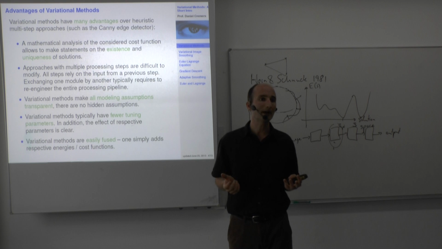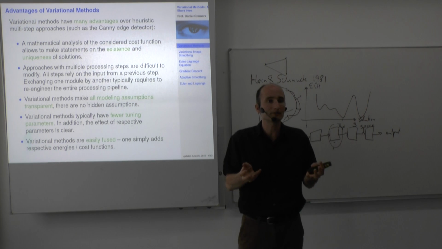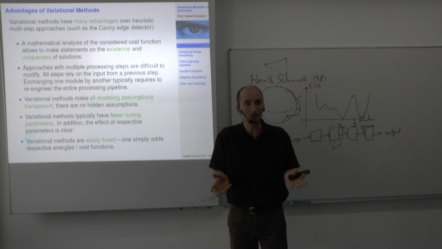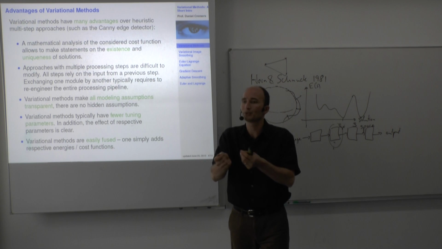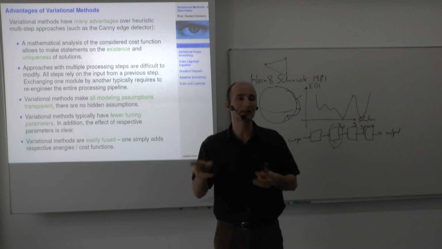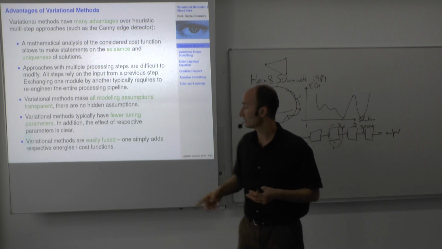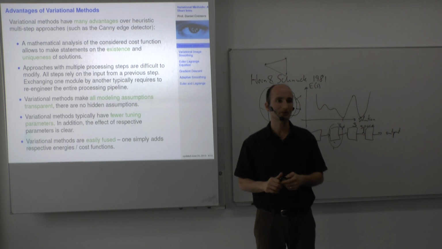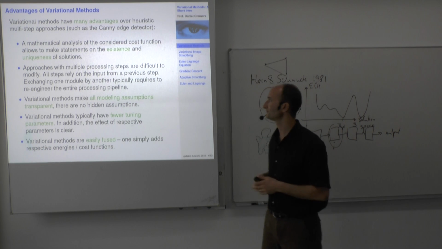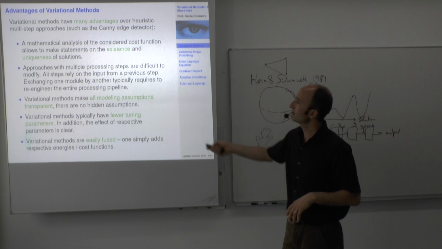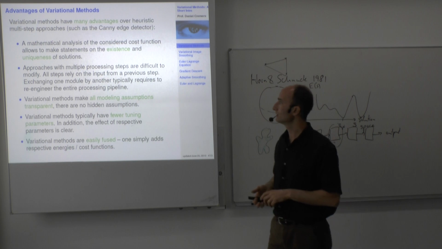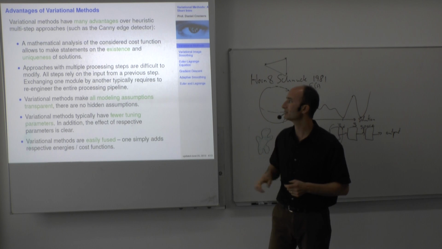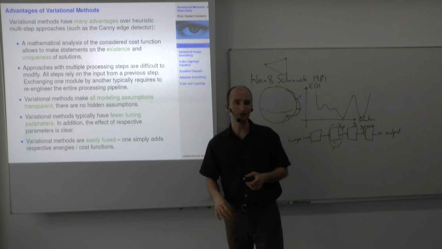And that's very bad for research, because you want to modify things, you want to improve things. You want to start with a working solution, but then you want to be able to tweak it, to modify it, to get better solutions. In these multi-step approaches, it is a very nasty business to try to change things. Instead, in the variational methods, all assumptions are very transparent. It's very clear what you're aiming at. There are no so-called hidden assumptions.